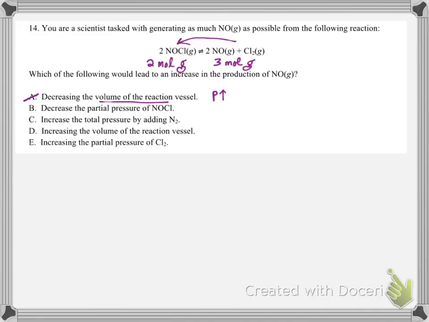The next one says decrease the partial pressure of NOCl. Let's consider what that will do. By decreasing the partial pressure, and therefore the concentration of a reactant, the reaction will then shift to the left. Once again, this would decrease the amount of NO because we'd be shifting away from the product. So this isn't going to get us the job done either.